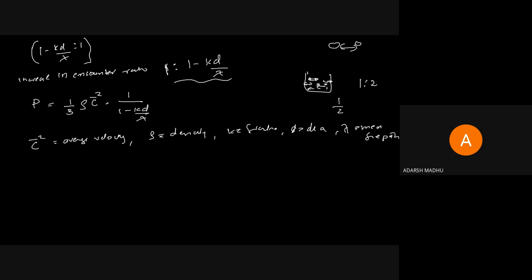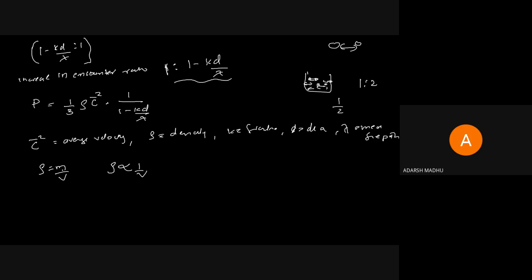Okay, this is the pressure. According to our equation, density is equal to mass by volume. We know that density is inversely proportional to volume. When density increases, volume decreases. When volume increases, density decreases.